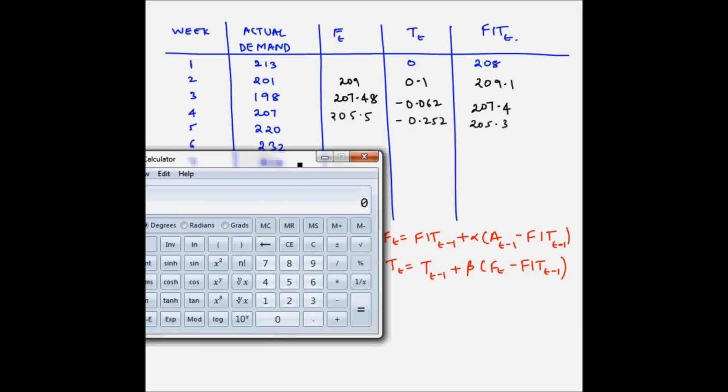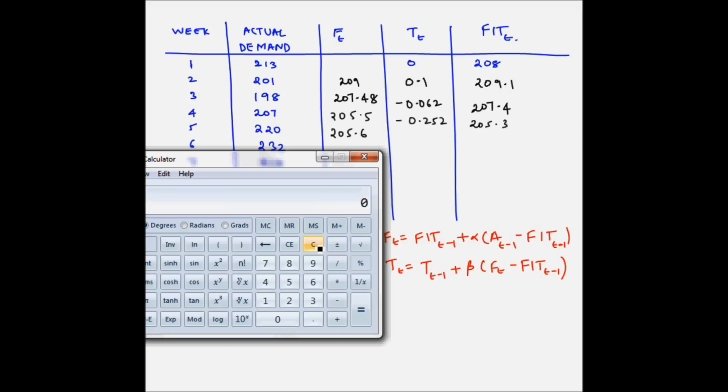Again, we'll find out the forecast without trend first. So that is forecast including trend for the last period, which is 205.3 plus alpha, which is 0.2, multiplied by into bracket the actual for the last period, which is 207, minus the forecast including trend for the last period, which is 205.3, and this is 205.64. So this is 205.6.